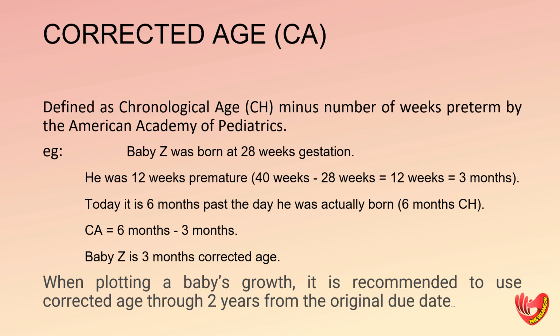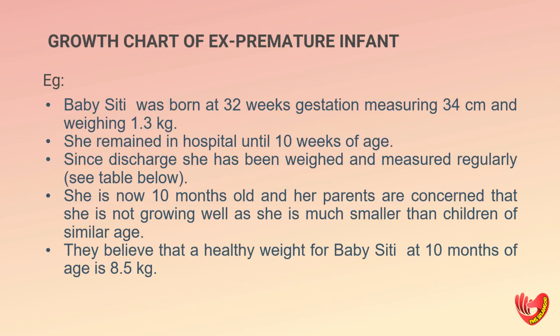Today, when he came to you, he is 6 months past the day he was actually born. So 6 months is his chronological age, and his corrected age would be 6 minus 3 months. So baby Z is 3 months corrected age. When plotting a baby's growth, it is recommended to use corrected age through 2 years from the original due date. Let us look into another example, how to plot a growth chart of an ex-premature infant.